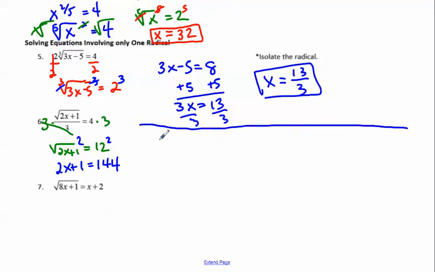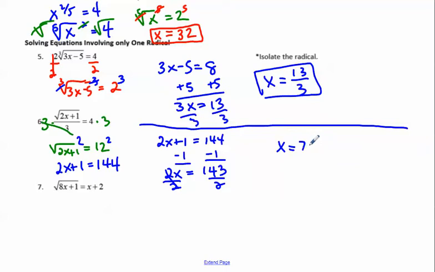So I have 2x plus 1 equals 144, and you need to get the x by itself, so subtract the 1. Oh, I said 12x, that's just 2x. 2x equals 143, and now divide by 2. So x is going to be 71.5.